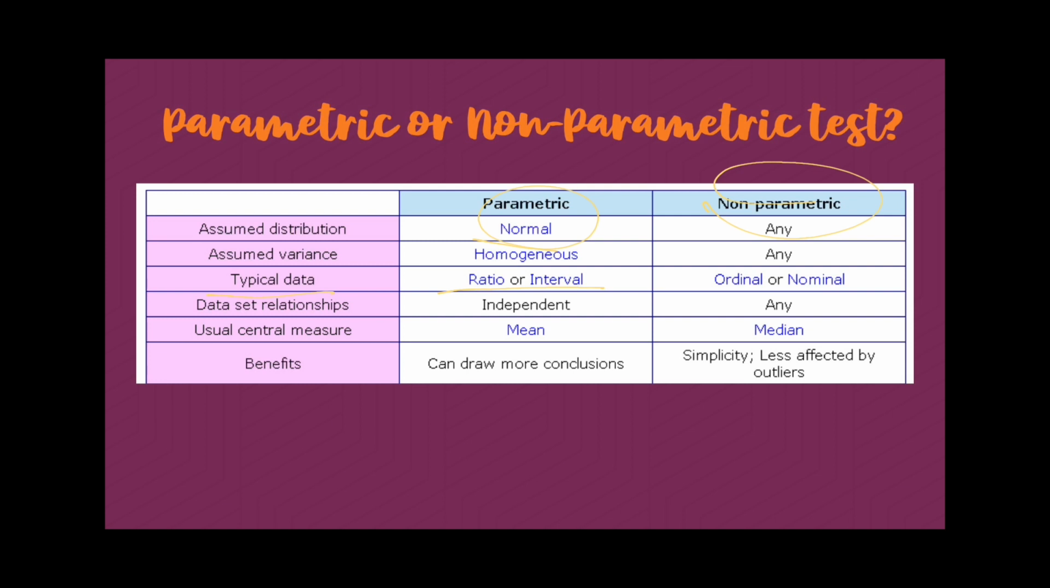And then for the dataset relationships, we want them to be independent. For non-parametric, it can be any dataset relationships. For the central measure that we use for parametric, it's mean. In non-parametric, we still use mean. No, we actually don't report the median, but according to statisticians, we really have to also report the median. But again, for our practices, we just usually do the mean, especially because these are continuous variables. And then, why do we want to achieve parametric? Di ba, ang dami ng mga requirements ng parametric. Di ba, nag-non-parametric na lang tayo.